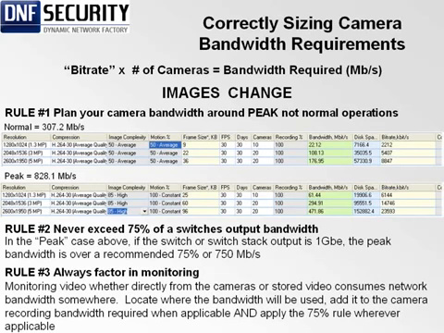As a general statement, though, held to within the IT community and the surveillance community, 75% is a good number. So if the output of your switch is 1 gig, the total aggregate of all of your cameras should never exceed 75% of the total bandwidth, so 750 megabits per second rather than 1,000 megabits per second.